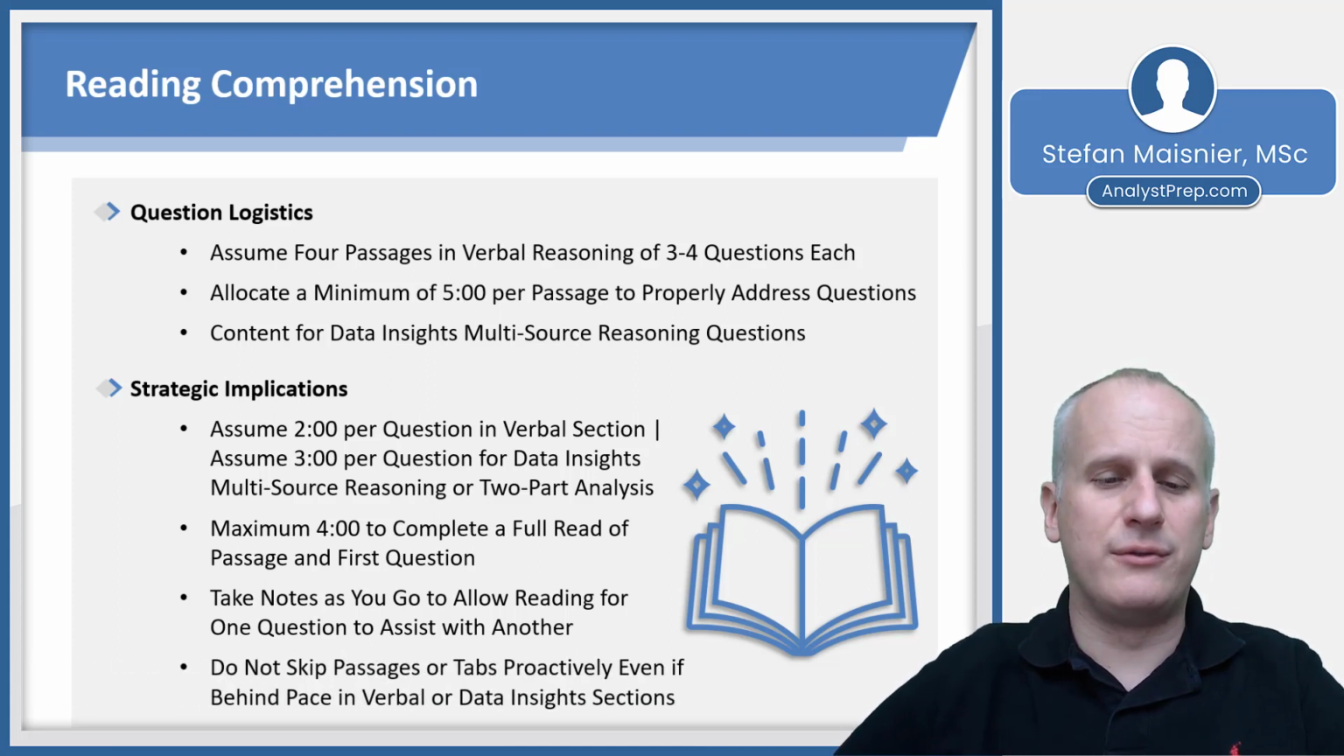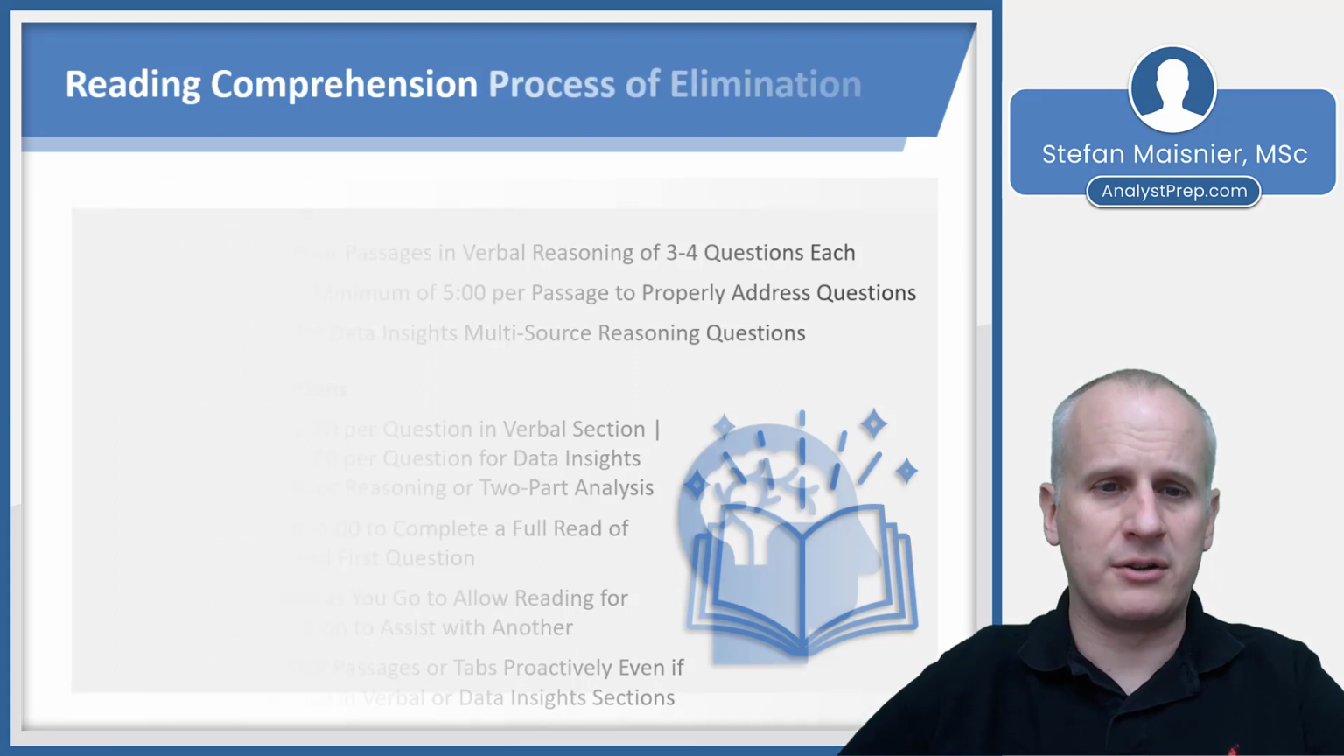And you do have to avoid skipping passages or tabs proactively, even if you're behind pace in the verbal or data insights questions, because if we're looking at a multi-source reasoning question set, that's going to be 3 questions tied to the information. And as we've already stated here, in reading comprehension, you're looking at 4 passages, and each of them is going to have 3 or 4 questions. And it's just too important to try to move too quickly here, because you can quickly miss 2, 3, or 4 questions in a row, and that's going to have too much of an impact on your exam score.